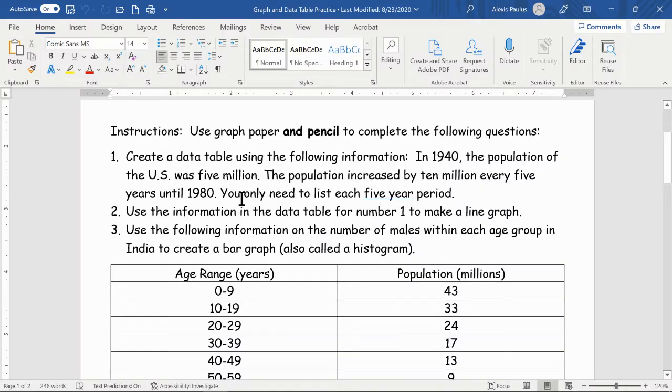Okay, so 1940, and we're going all the way up to 1980. We need to figure out how many rows need to be in our data table. 40, 45, 50, 55, 60, 65, 70, 75, 80. That's 9 rows, but we also need what I call our header row. That'll be the titles for the types of data. So we actually need 10 total rows.